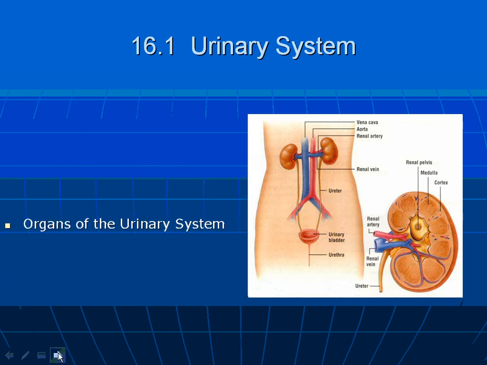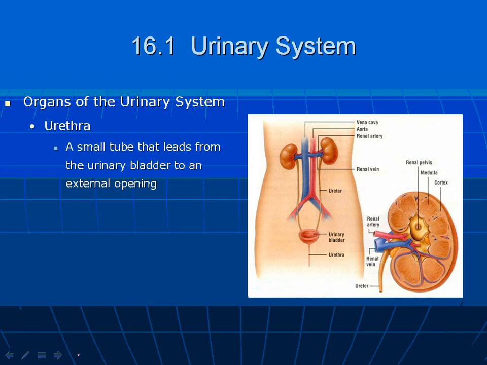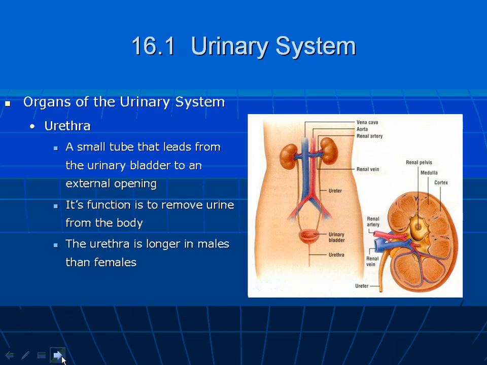So the urethra is the final one we're going to be talking about. This is just the small tube that's going to lead to the external opening. And obviously the function is finally to get the urine out of the body. In the females, it's a little bit shorter than in the males. And just remember, the urethra also transports semen in males, and that's why it was so important to have that neutralizing compound in the male reproductive part in order to neutralize the acidic urine.